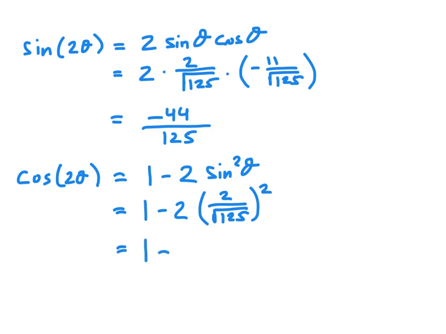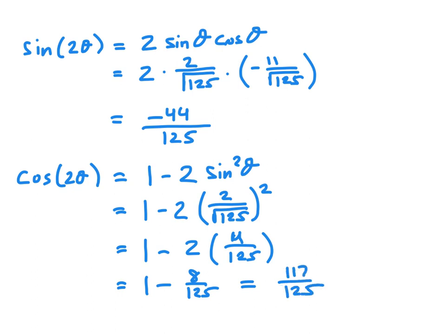And so we obtain 1 minus 2 times 4 over 125 when we square that, which is 1 minus 8 over 125, which becomes 117 over 125. And so this will be our cosine of 2 theta, and negative 44 over 125 is our sine of 2 theta. And so we've obtained both of these particular values using our formulas and the sine and cosine of theta.